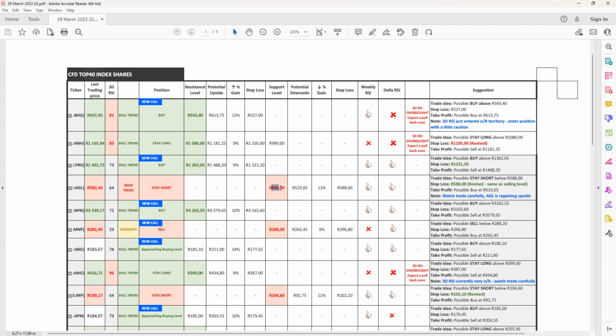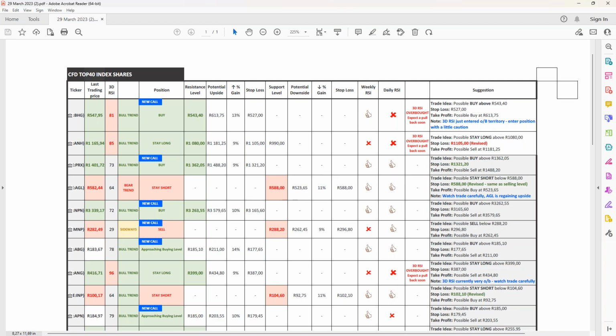So support level, basically where the share is supposed to break out in a downward trend. So we'll see that AGL, for instance, on 82.44, that's the last trading price, it already broke through the support level. So it's going in a downwards direction. The potential downside is 523. So it means that the share needs to fall all the way down to 523 before you sell out.